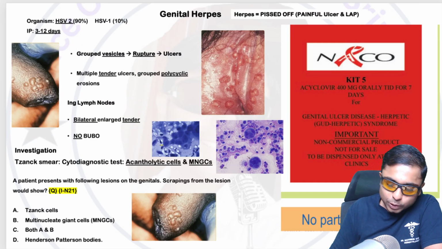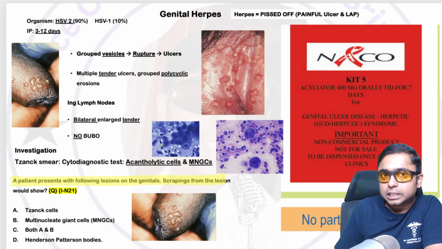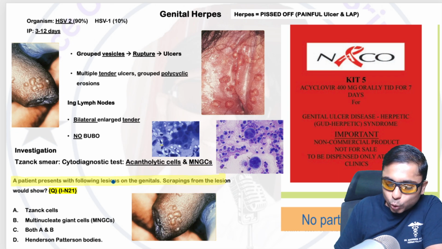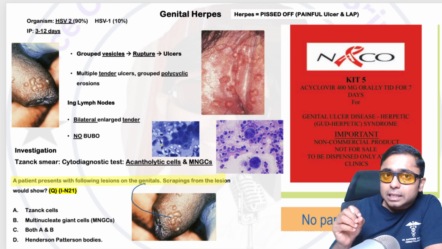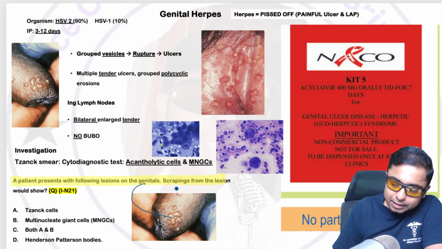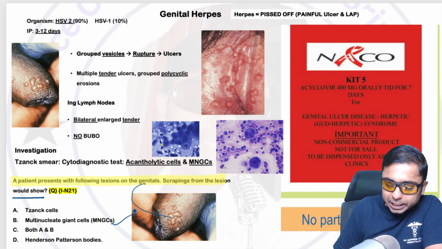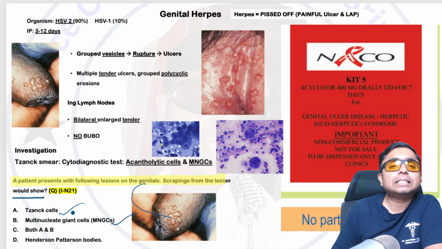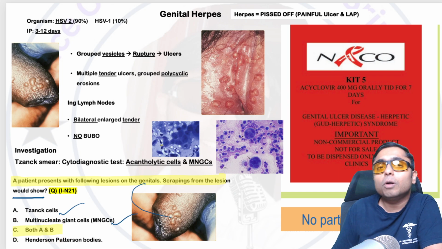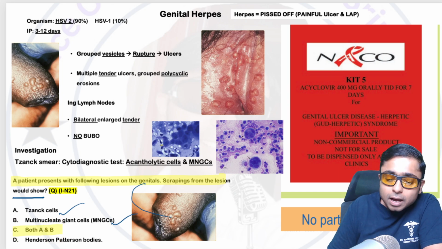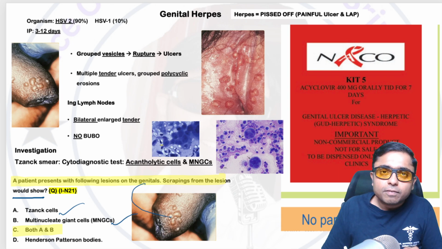And remember, dear students, what do you think is the correct answer for this question? The patient presents with the following lesions over the genitalia. We are able to see grouped vesicular lesions present over the genitalia, and it is herpes genitalis. And on examination, on scraping, we are going to see multinucleated giant cells and also Tzanck cells, that is acantholytic cells. So the correct answer for this question is option C, both. So that's why, whenever you are in the exam, always read all the options very carefully and then only mark the correct answer.